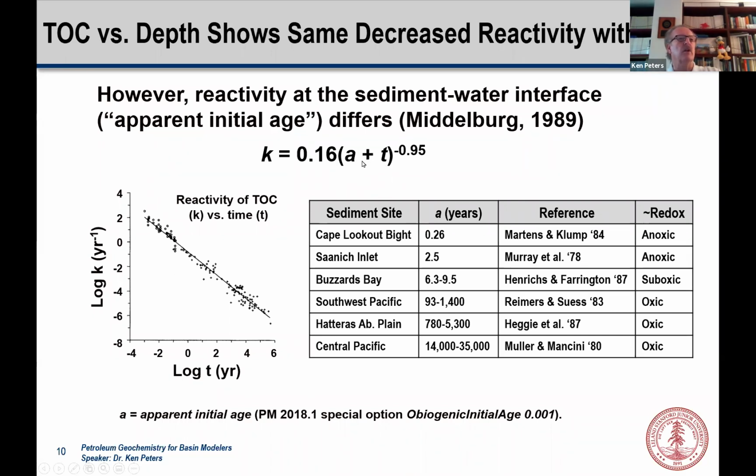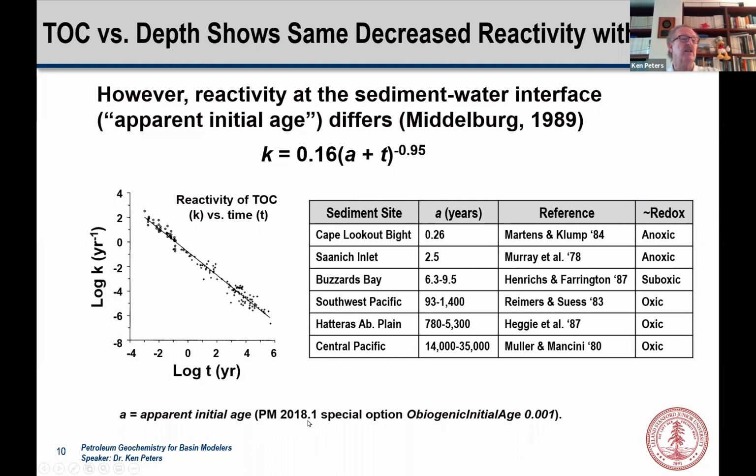He used two terms here. This is the time term, that's the age of the sediment. But he found it wasn't just simply the age of the sediment that determined the reactivity of the total organic carbon. It was also this factor right here, and some people have overlooked this. This approach can be used in models to predict, for example, methane generation from methanogens in shallow sediments. But some of the papers that have come out have ignored this term, which is a very critical factor. He calls this the apparent initial age.